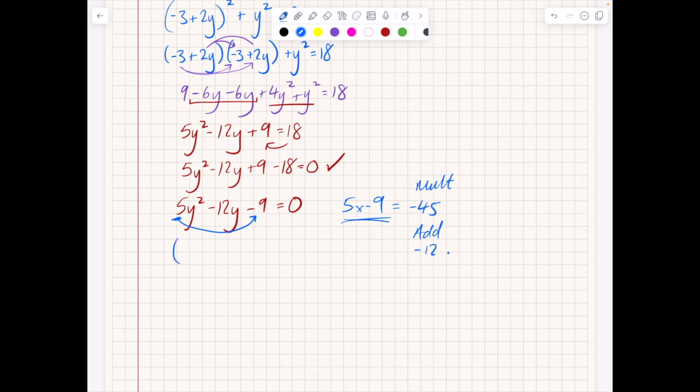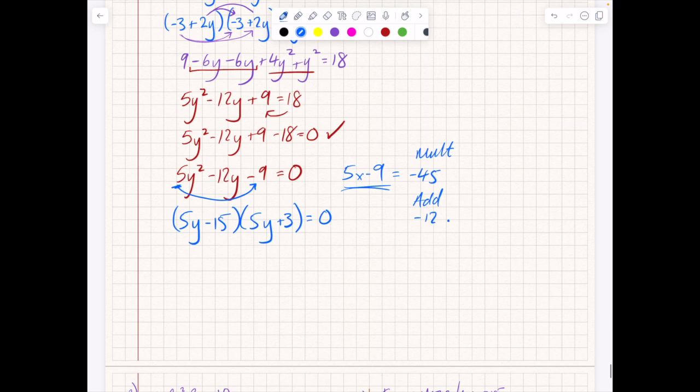If you want to pause this now and see if you can work that out for yourself, figuring out which one goes where, pause it. I'm going to do it now. The answer becomes minus 15 and plus 3. Which one of those brackets simplifies? This one divides by 5, so it becomes y minus 3. This one can't simplify, so y plus 3.